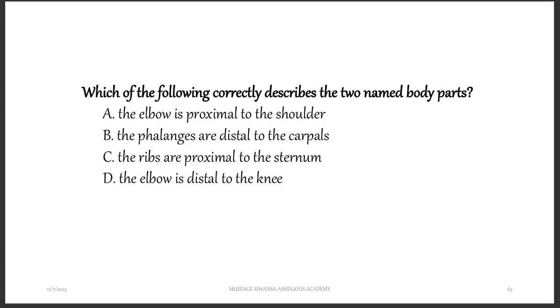A. The elbow is proximal to the shoulder. B. The phalanges are the bones at the end of the hand. When you come to your hand, those bones at the end of the hand are what we call the phalanges. So the phalanges are distal to the carpals. The carpal bones are on your wrist.